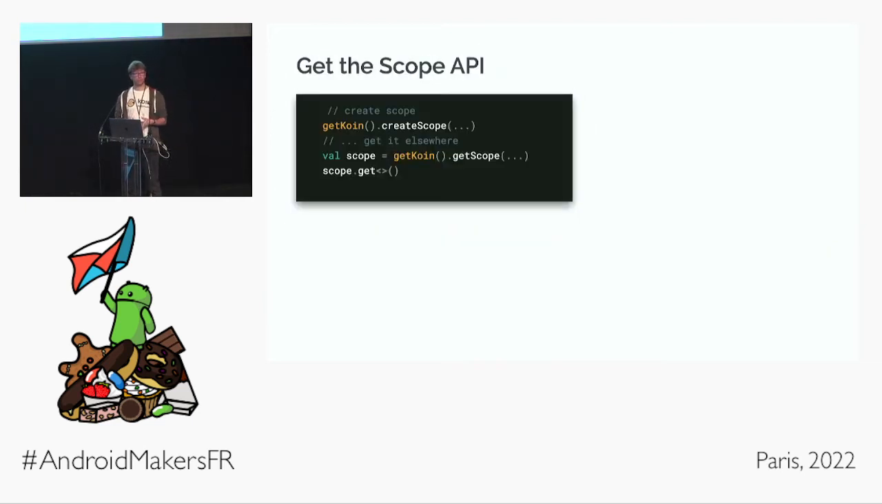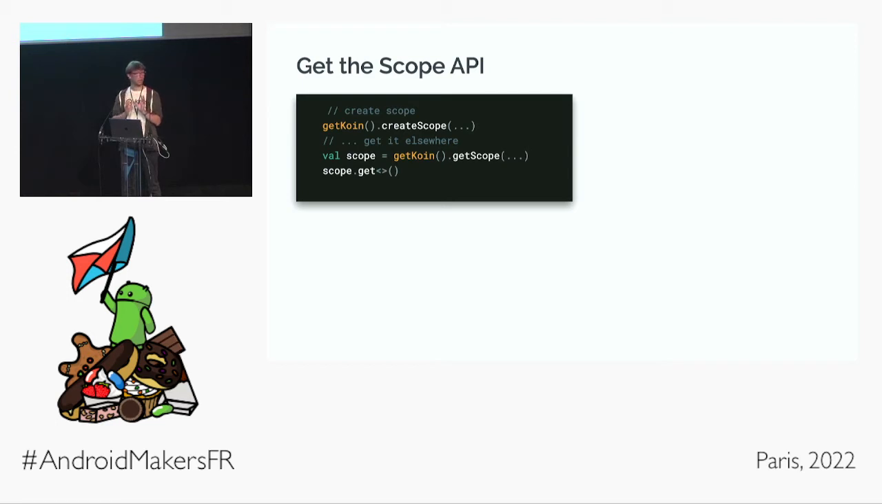If you want to play and you live dangerously, you want to play with the scope API directly, you can use the scope API directly with get Koin from any UI or any components. You can create a scope, you can get a scope and then retrieve it if you give an ID, and then you can retrieve your instance from that.